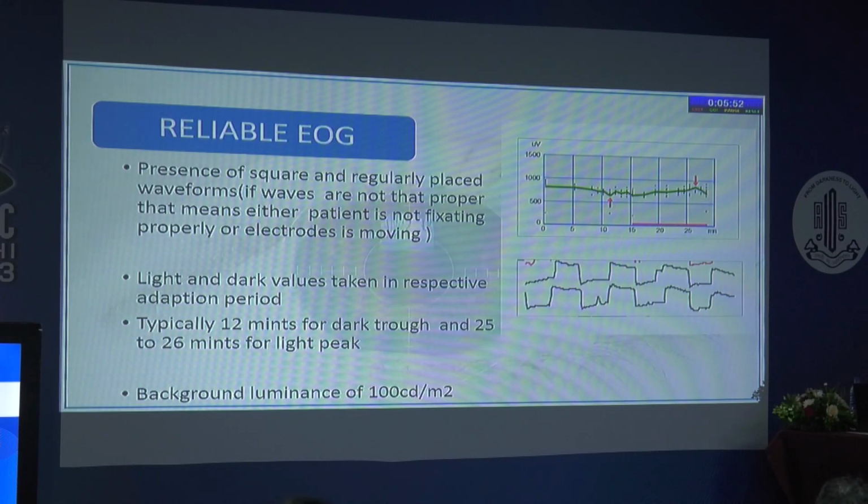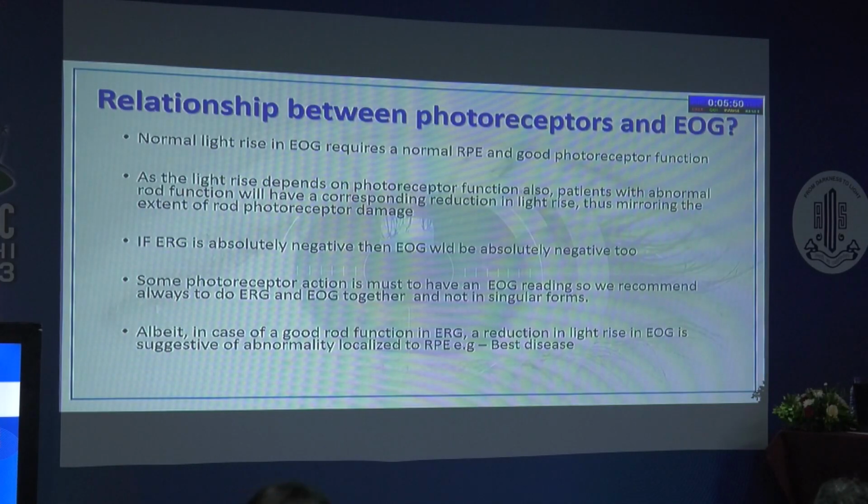Background illumination is 100 candela per square meter. So the normal light rise in EOG requires a normal RPE and good photoreceptor function. As the light rise depends on the photoreceptor function, a patient with abnormal rod function will have a corresponding decrease in the light rise, thus mirroring the extent of rod photoreceptor damage.